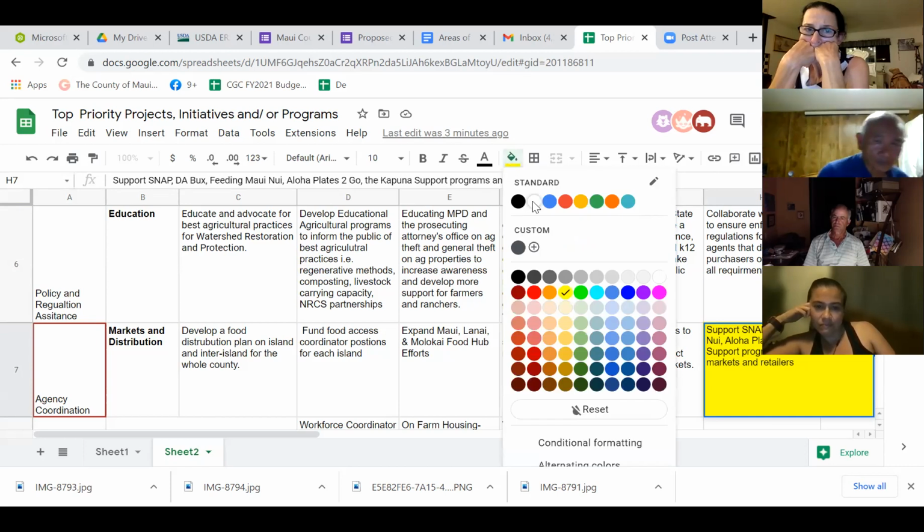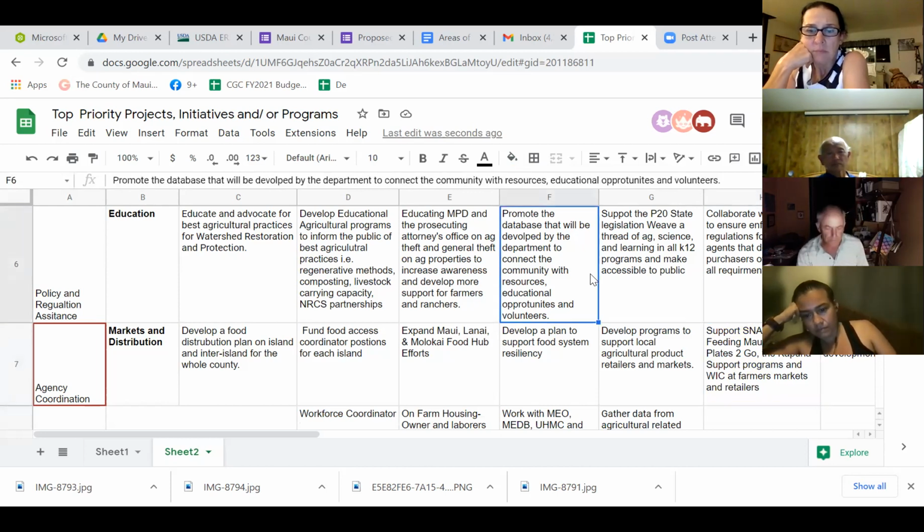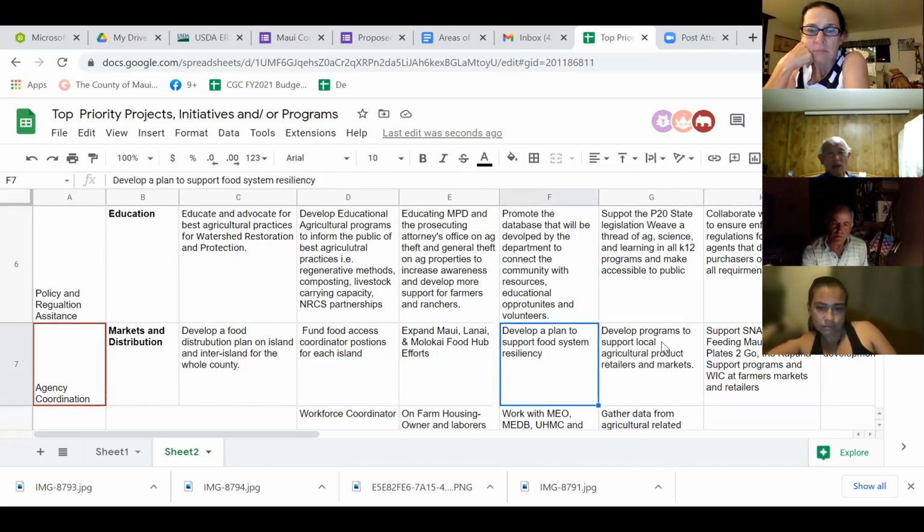Okay, so I'm going to unhighlight that. Is that okay? Support SNAP, Double Bucks, Feeding Maui Nui, Aloha Plates to Go, the Kupuna support programs, and WIC at farmers markets and retailers. Good.